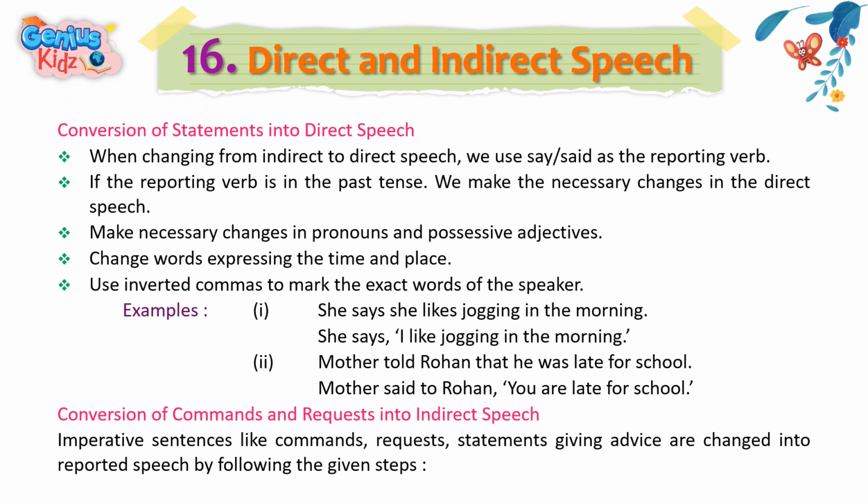Conversion of statements into direct speech. When changing from indirect to direct speech, we use say or said as the reporting verb. If the reporting verb is in the past tense, we make the necessary changes in the direct speech. Make necessary changes in pronouns and possessive adjectives. Change words expressing the time and place. Use inverted commas to mark the exact words of the speaker.